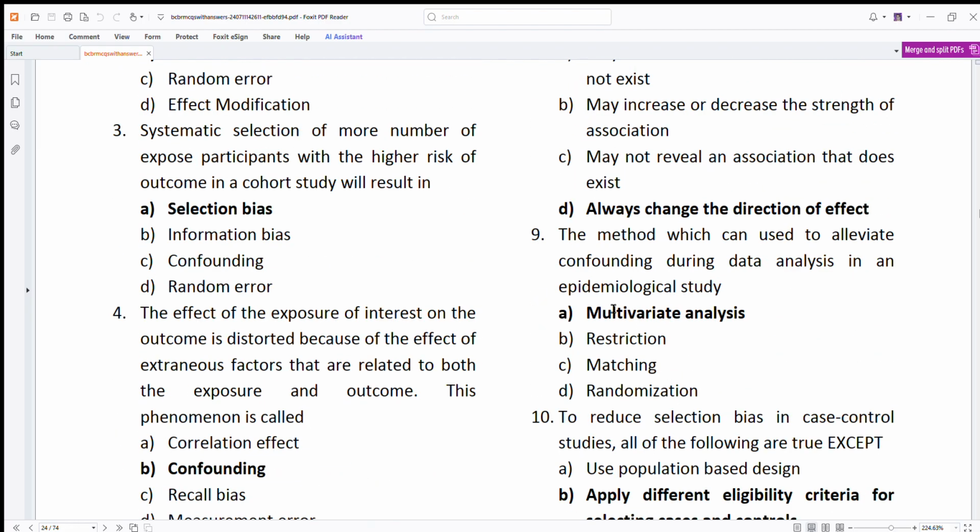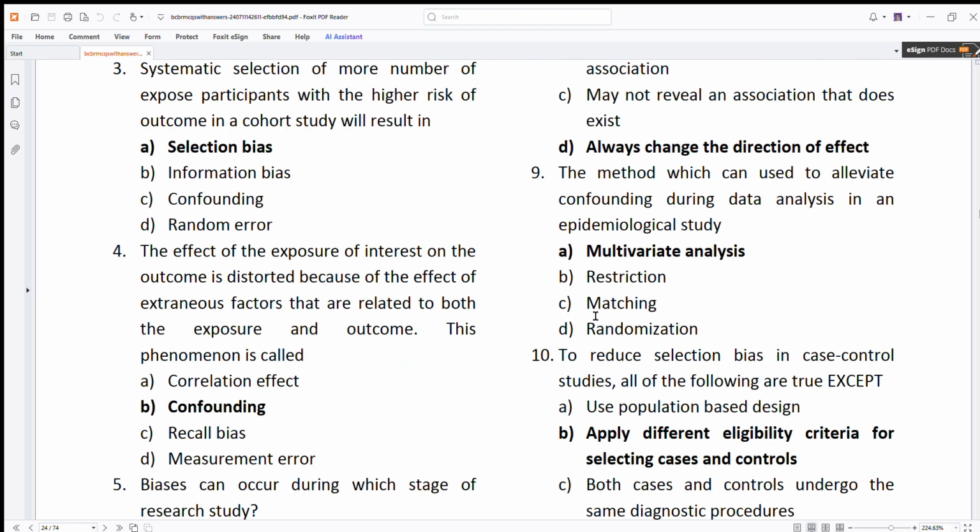The method to alleviate confounding in a multivariate... Yeah, this is extremely important. Restriction, matching, and randomization are different methods about which I'll be telling you in a short while. But to remove confounding, you use multivariate analysis. Goes without saying.